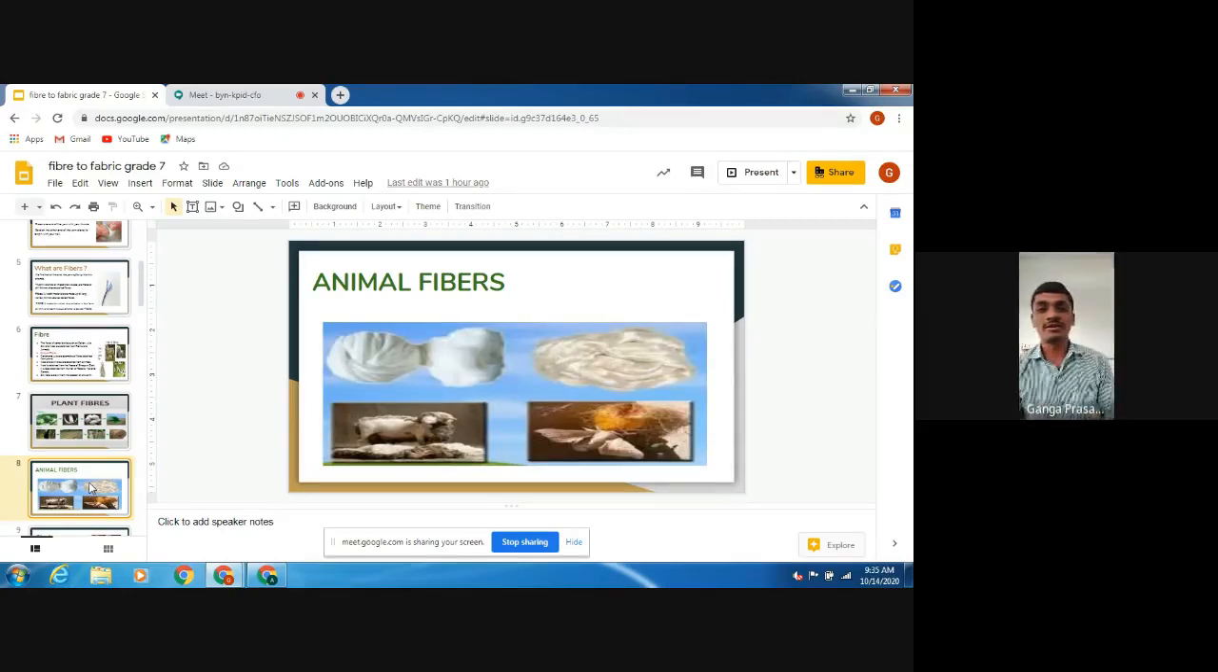Okay, so next, animal fibers, the fibers which are obtained from animals. So wool and silk fibers are obtained from animals. In this lesson, we are going to learn about animal fibers.